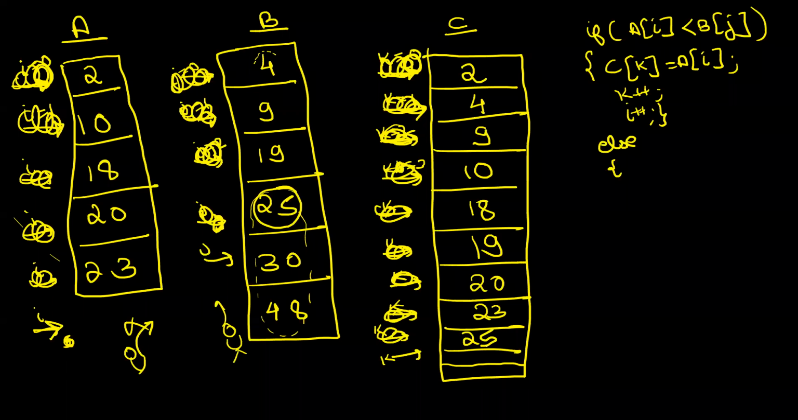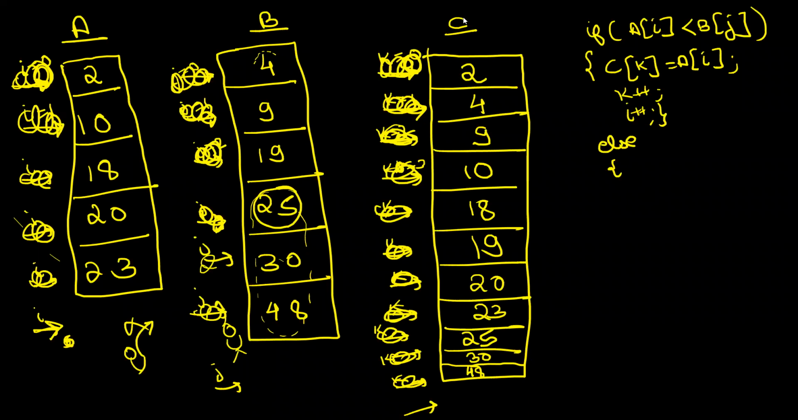Okay. Then again, I take this 30, write it here. Move K forward, move J forward. Okay. Again, I take this 48, write it over here. Move K forward, move J forward. Now when I see, J has also come to an invalid index. That is, both array A and B have become exhausted. Now, once you have exhausted both array A and B, you see that array C is containing the sorted order. Array C is the merging of array A and B in sorted sequence.